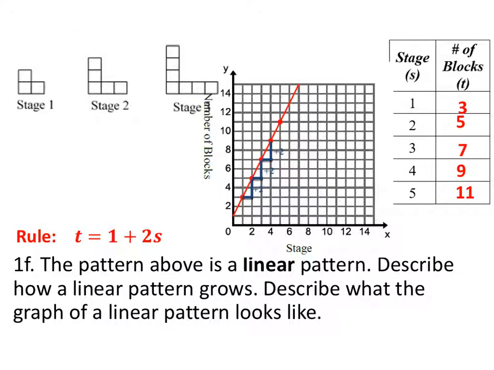The pattern above is a linear pattern. Describe how a linear pattern grows, and describe what the graph of a linear pattern looks like. So in part F, describe how a linear pattern grows, and again we see it in the table. Its rate of change is constant, and then describe what the graph of a linear pattern looks like. Again, we know that it's a straight line. And this one is a straight line, which makes it linear.